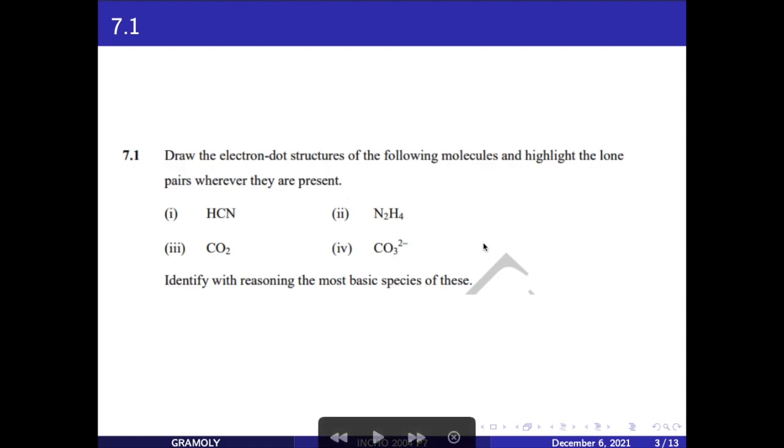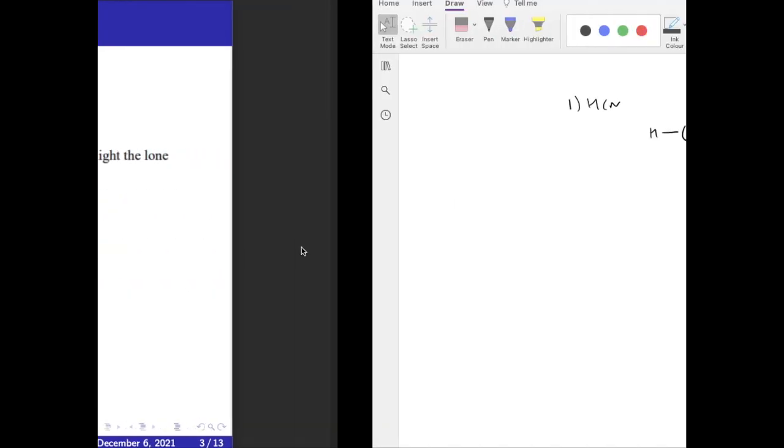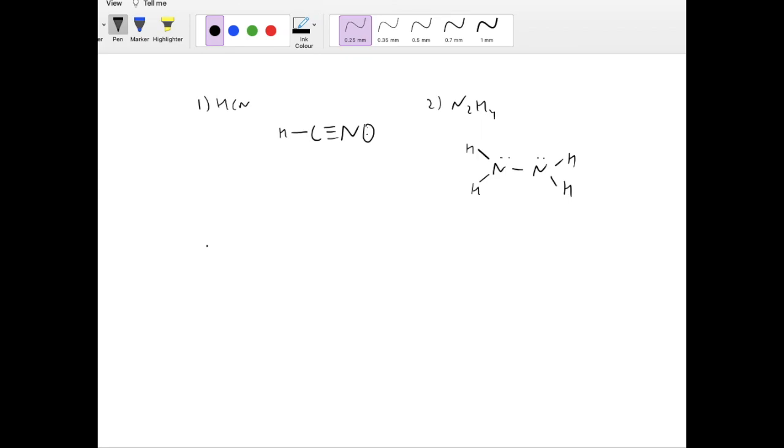So the second is N2H4. Now N2H4 has two nitrogens, so two lone pairs, and the H would be just present over here. So pretty basic structure. CO2 would be like this, and the lone pairs will be present over here.